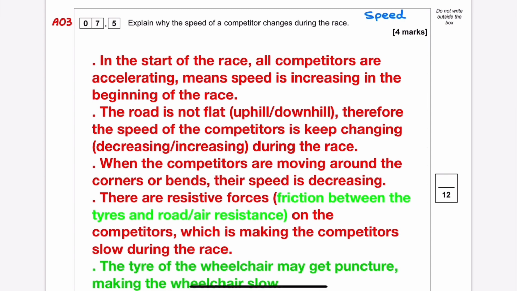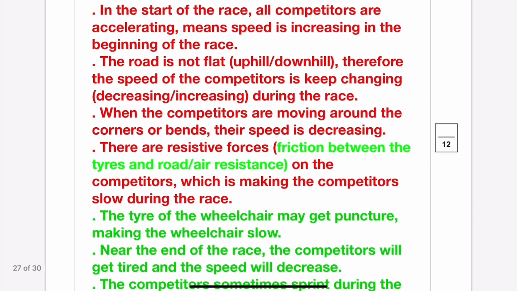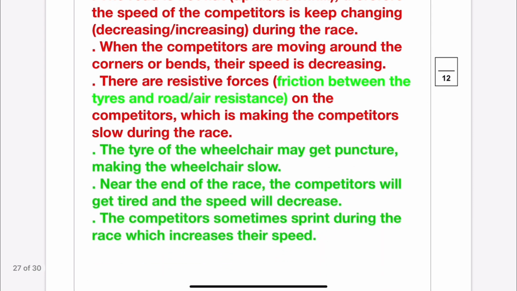There are resistive forces, meaning the friction between the road and the tire and the air resistance on the competitors, which is making the competitors slow during the race. Students can add extra points or they can use these options in the answer. The tire of the wheelchair may get punctured, making the wheelchair slow. Near the end of the race, the competitors will get tired and the speed will decrease. The competitors sometimes sprint during the race, which means that the speed of the competitors will increase during sprinting.